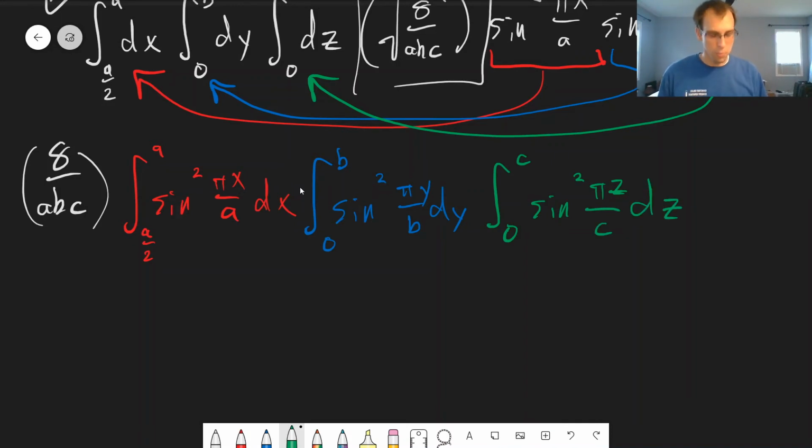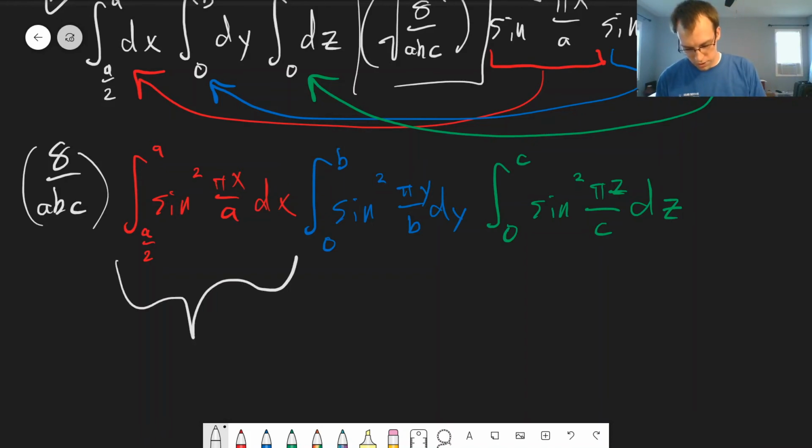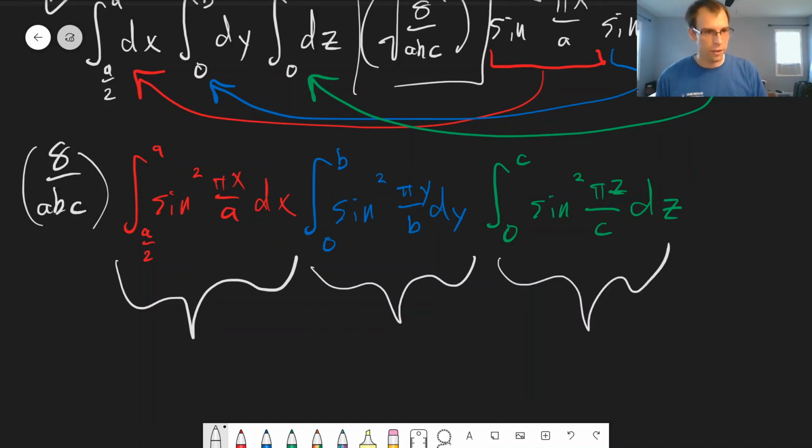Each of these parts we can just evaluate separately. I won't go through each of these integrals here. In the lecture notes posted online, I go through each of them, but we've seen similar integrals already. In the interest of time, I'll just give you the results. The result of integral number 1 is a over 4. The result of integral number 2 is b over 2. And the result of integral number 3 is c over 2.